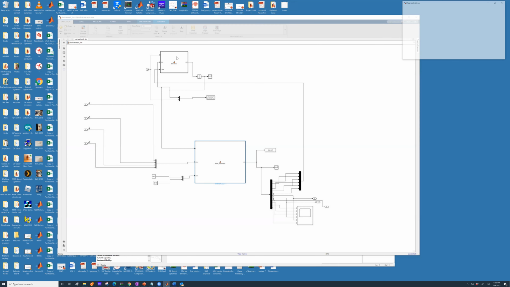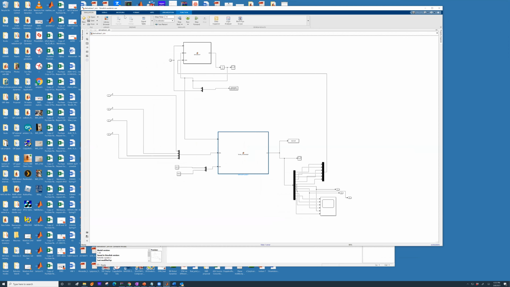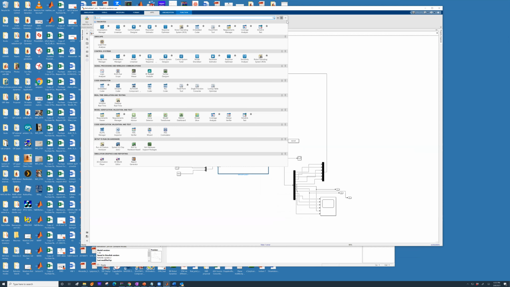So what I'm going to do is go to apps, and then open up all the apps. In the last class, I gave you an idea of using the trim and the linearization at the same time. But let's try to do this in a slightly different fashion.